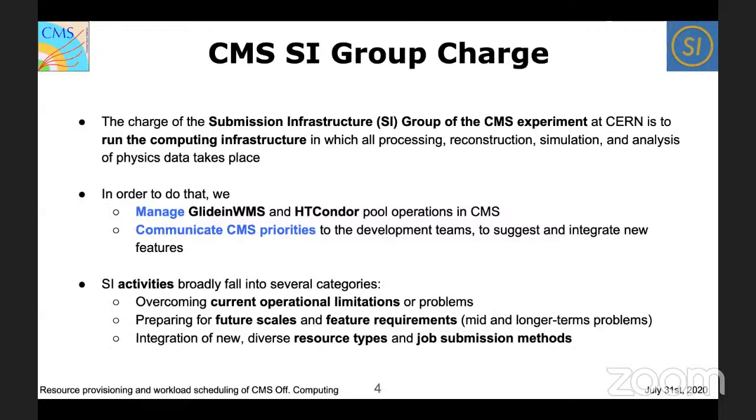We will refer to the submission infrastructure itself and also to the submission infrastructure team, which is leading this infrastructure. As a team within the CMS experiment, we run the computing infrastructure in which all processing, reconstruction, simulation, and analysis of physics data takes place. To do that, we manage a Condor pool, which is created via GlideinWMS submission of pilots. Our main concern is also to communicate the CMS priorities to the development teams, which provide us with these tools, GlideinWMS and Condor.